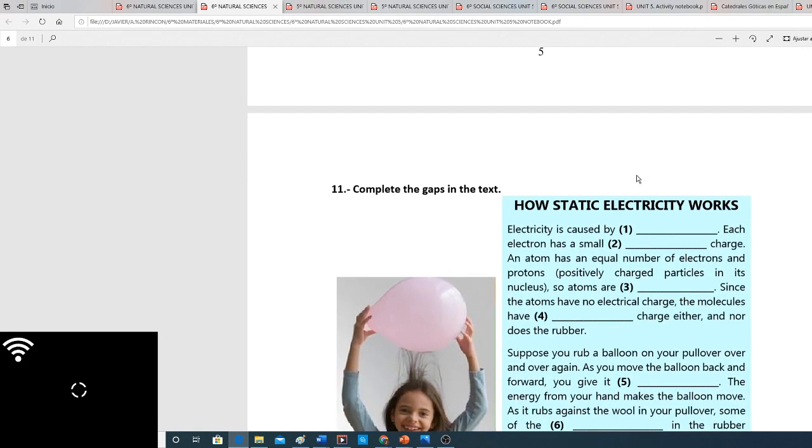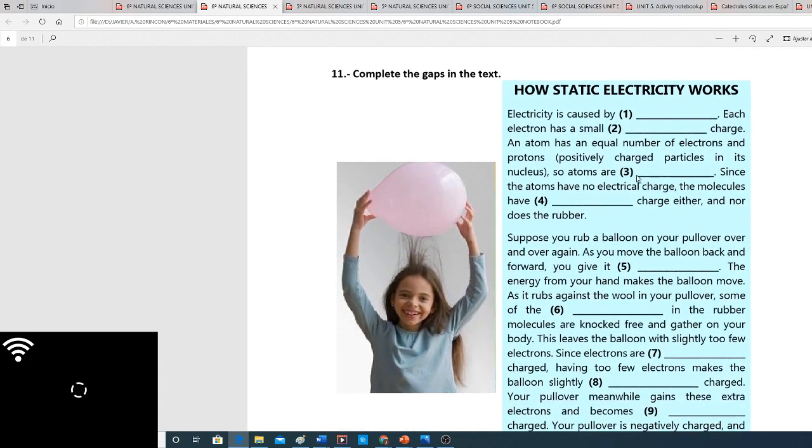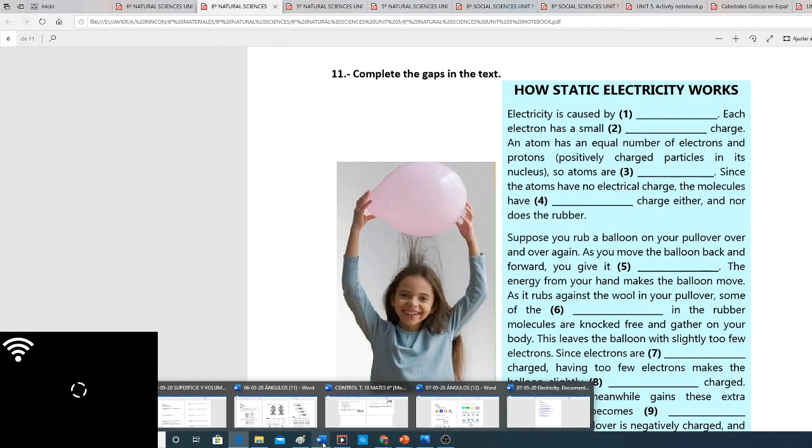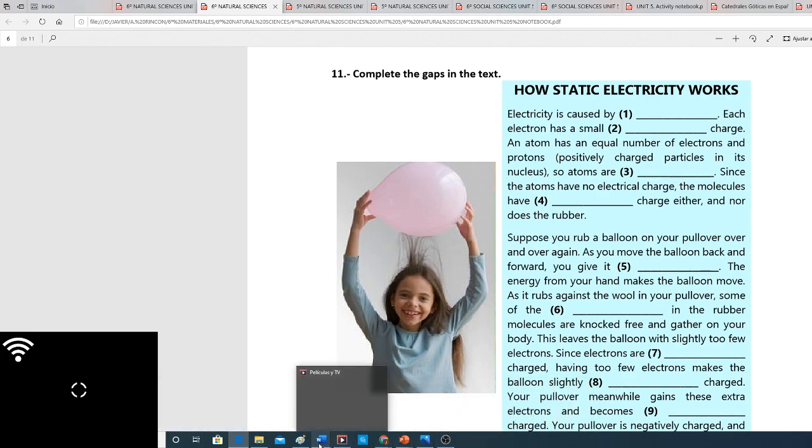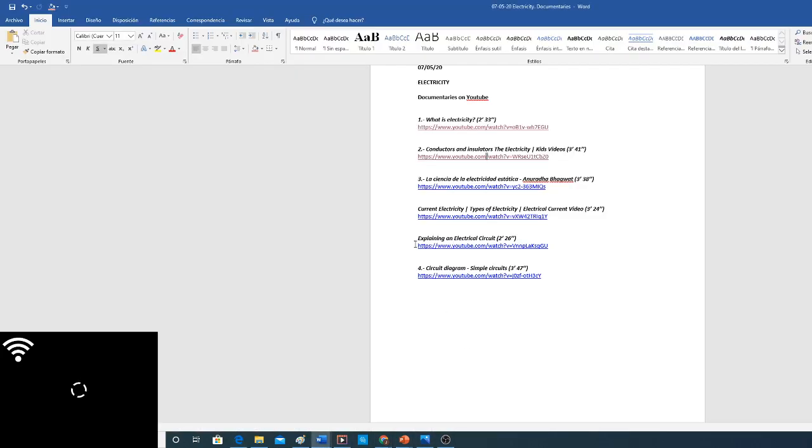And now, before going to check this exercise, please, we have another clip about static electricity. So pay attention.